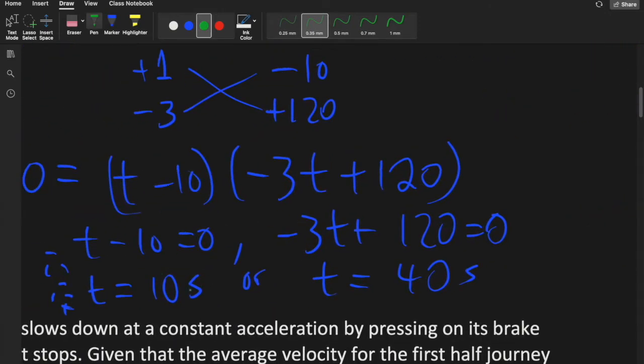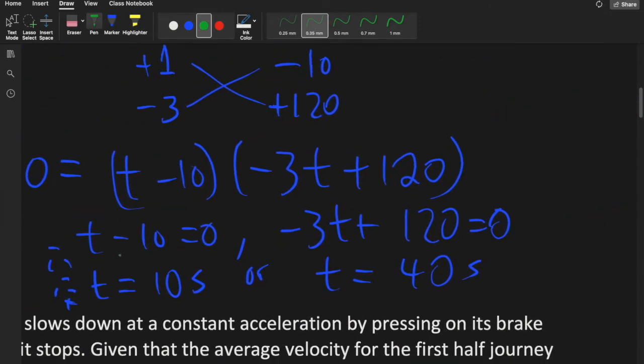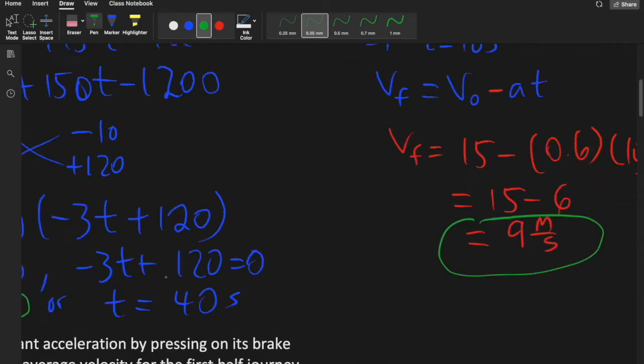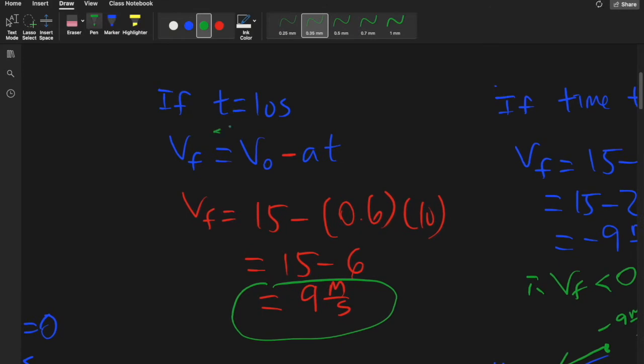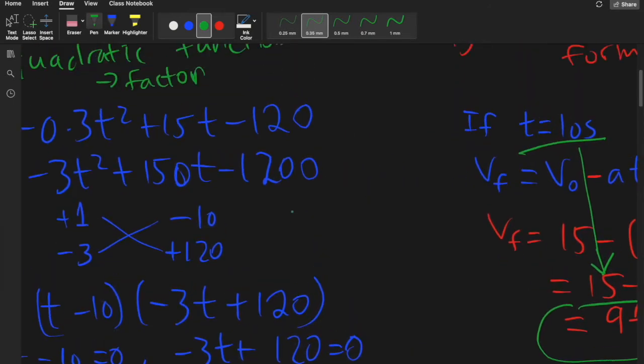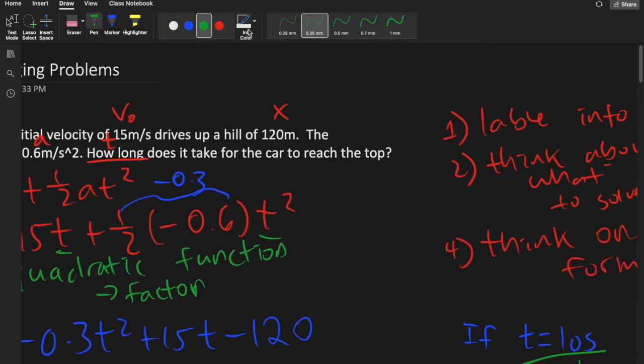So we know that t must be equal to 10 seconds, because when t is equal to 10 seconds, the final velocity is equal to 9 meters per second, right? So let me just write this down. So t is equal to 10 seconds, right?